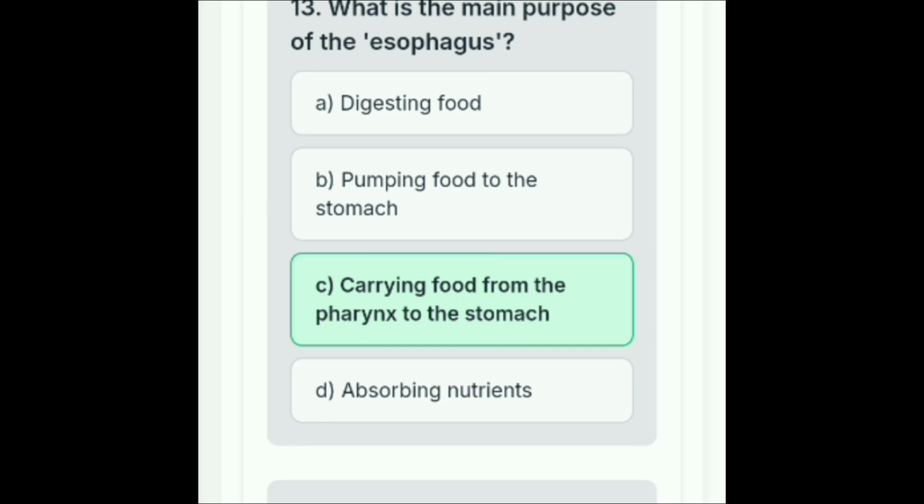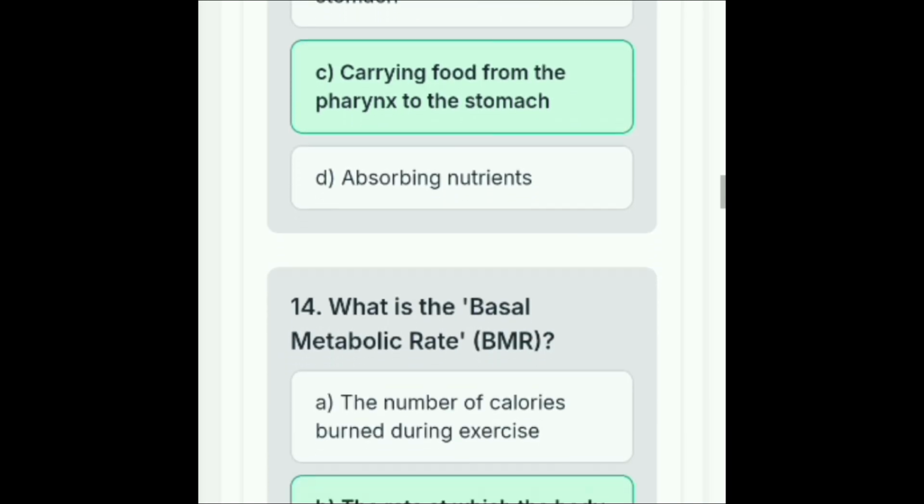What is the main purpose of the esophagus? Option A, digesting food. Option B, pumping food to the stomach. Option C, carrying food from the pharynx to the stomach. Option D, absorbing nutrients. So C is correct.